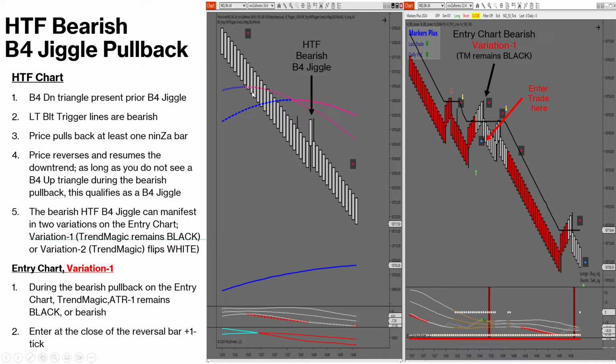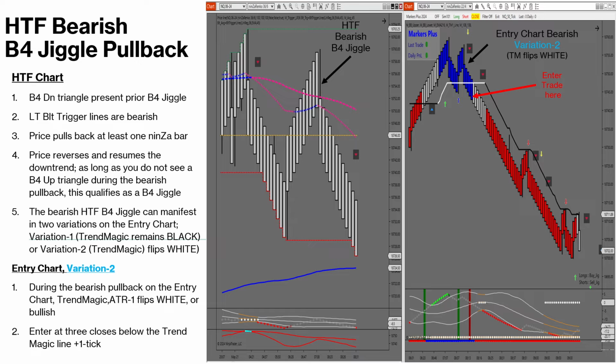You can see here, red down triangle. We're underneath trigger lines. They're bearish. Short-term trigger lines are bearish. We get at least 1 bar pullback, no red, closes down. Here's what it looks like over here on the entry chart. This is the actual pullback right there. So trend magic remains black, so we come down here at the close plus a tick and enter and get short. Right? That's variation 1 on the short side.